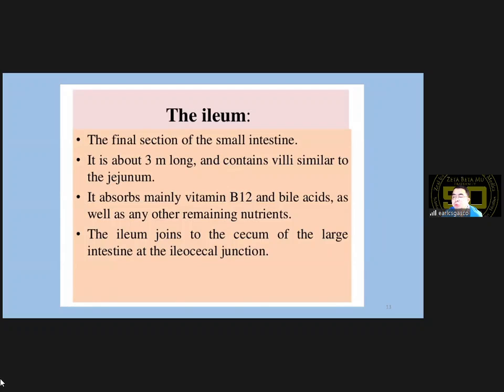The ileum joins the cecum of the large intestine at the ileocecal junction. Now, in patients where the ileocecal junction or the ileum is removed, nagkakaroon sila ng problem with vitamin B12 deficiency. So, anemic. Some people become anemic because of deficiency in vitamin B12. Okay.